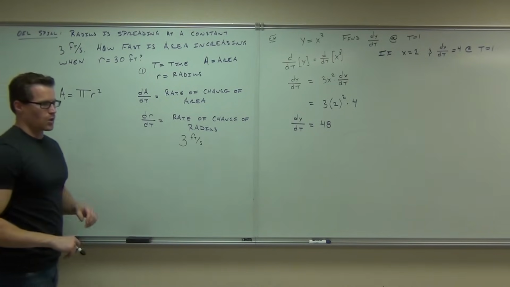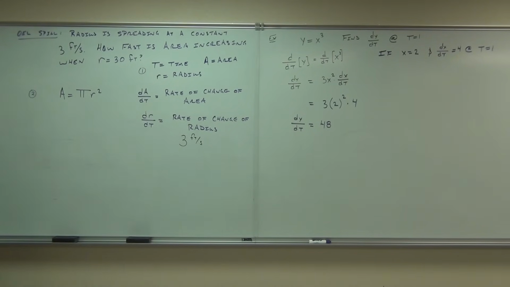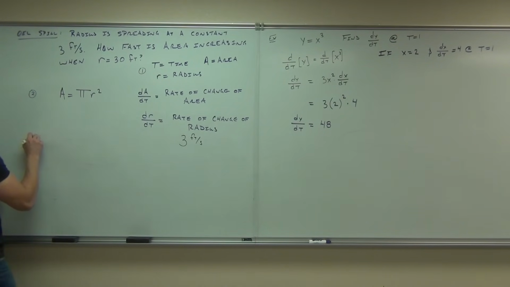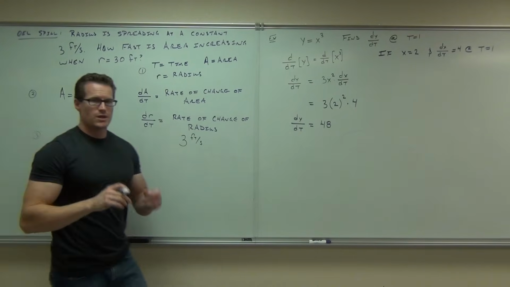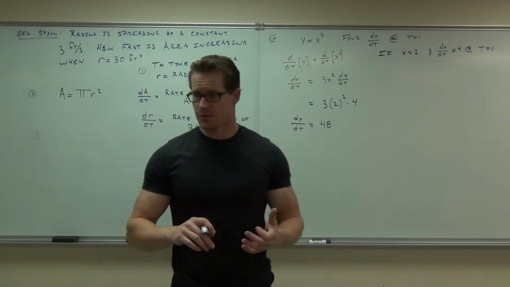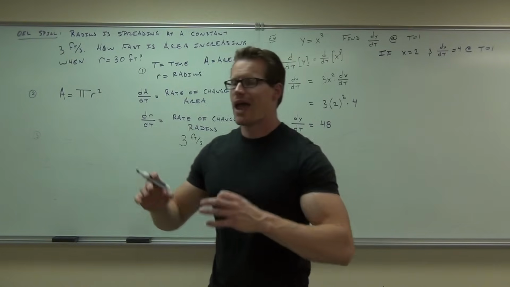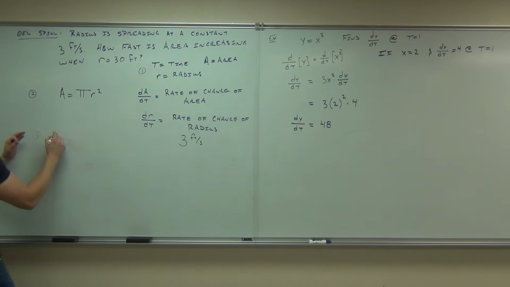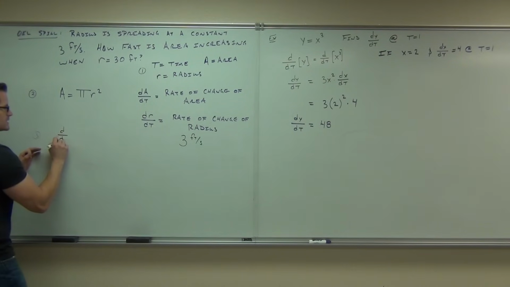Now, after this, we're almost done. The only thing that we've got to do now, step number 3, take a derivative with respect to time, implicitly, because they're all functions of time. And then lastly, plug in the values and you'll have it. So here's what we're going to do. We'll do it very quickly. We're going to take d dt of A.